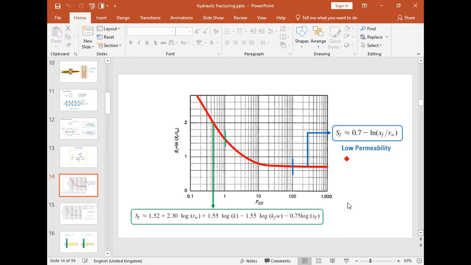But if I don't have that particular test, I can use a correlation to determine the skin. What we have here is an approximation. If I am dealing with a low permeability reservoir, I will use this particular correlation to calculate the skin effects after the hydraulic fracturing job. If I'm dealing with a high permeability reservoir, remember I have talked about hydraulic fracturing in low permeability and in high permeability, I will definitely use this formula to characterize the skin effects after the damage.